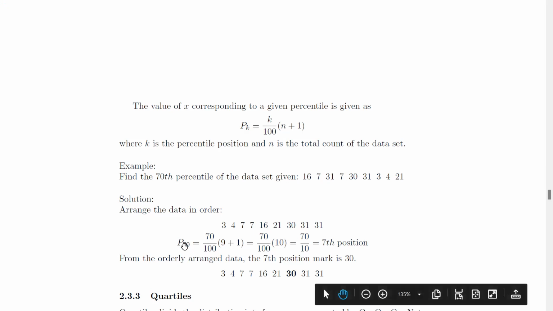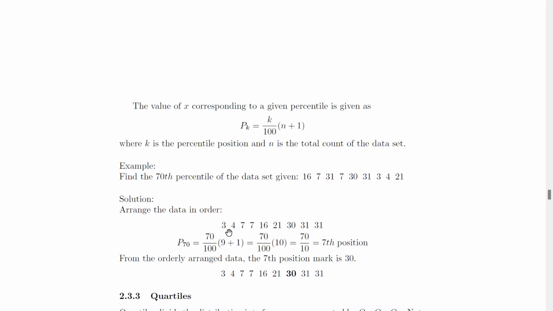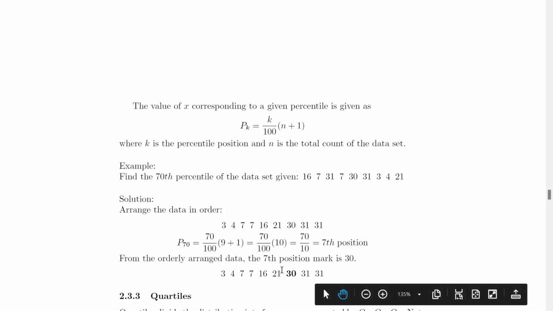We are trying to find the 70th percentile, so k is 70. Once you know your k and you know your n, it's all about fixing these values in the formula. Eventually, you're getting 7. So in finding the 70th percentile, you're looking for the 7th position of this data set. So you start counting: this is the first, the second, the third, the fourth, the fifth, the sixth, the seventh. So the number 7 is the 70th percentile of this data set.